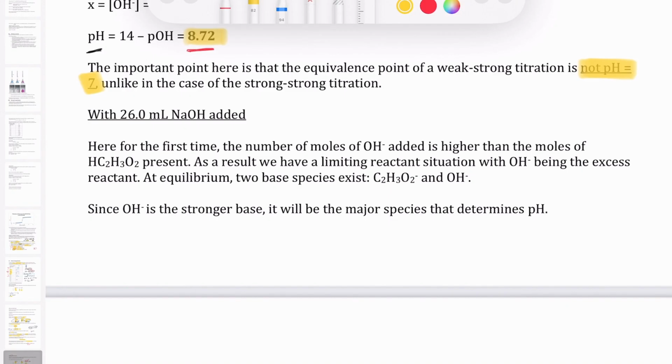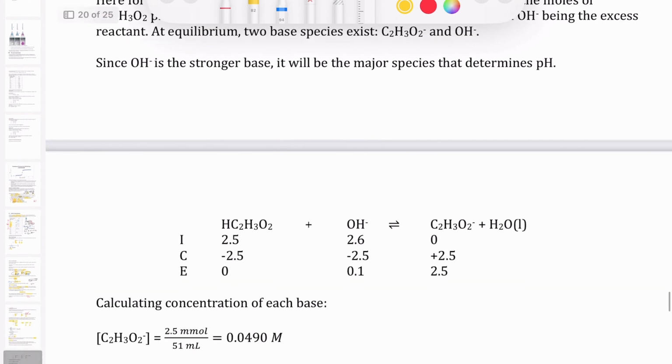Now let's wrap up our discussion by considering if we added more NaOH beyond the equivalence point. So this would be 26 milliliters of NaOH. If I do this, now my NaOH is just slightly more than my acetic acid. So at equilibrium, what I have is 0.1 millimoles of OH minus and 2.5 millimoles of acid. So what solutions do I have?